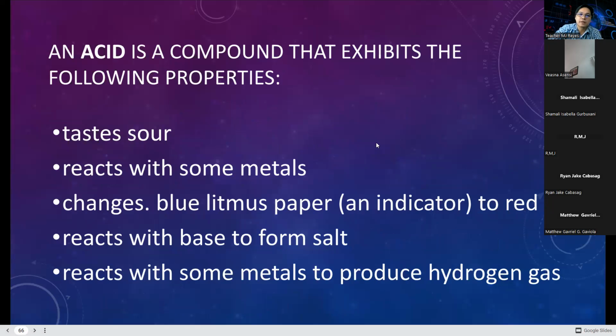An acid is a compound that exhibits the following properties. If it is acidic, it tastes sour. It reacts with some metals. It changes blue litmus paper, a pH indicator, to red. It reacts with a base to form salts. So if you put an acid to a base, it will form a salt. It reacts with some metals to produce hydrogen gas, just like in a documentary that I saw.